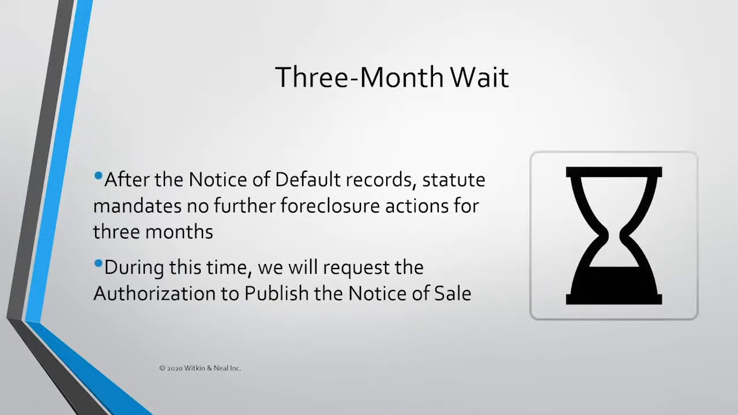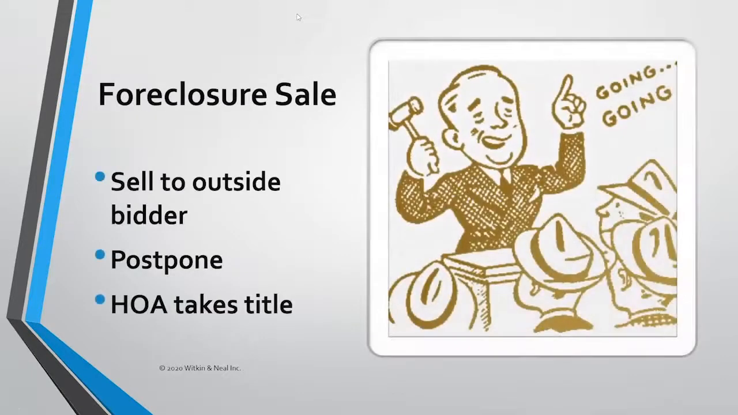Proceeding after the notice of default records, the statute requires a mandatory 3-month waiting period. During that time, no additional foreclosure action can take place. However, our office will use that time to contact the board to confirm if you want to continue proceeding with the next step in foreclosure. That action is the publication of a notice of trustee sale. And that is actually the foreclosure sale that you probably heard so much about. It's a public auction held in the county that the property is located in.